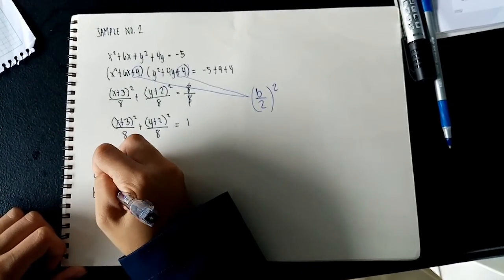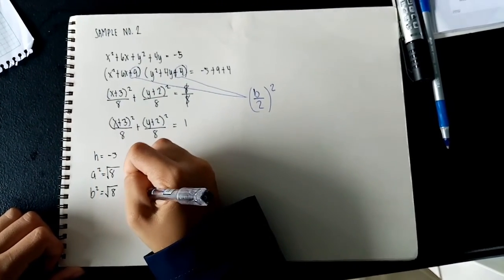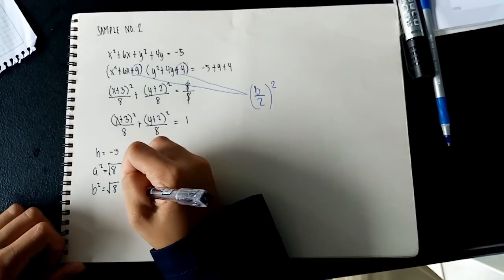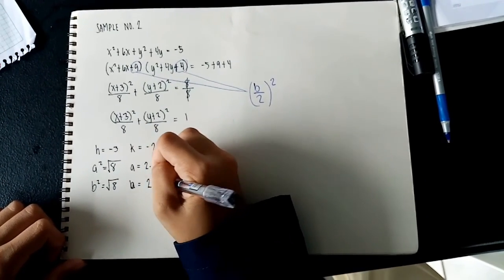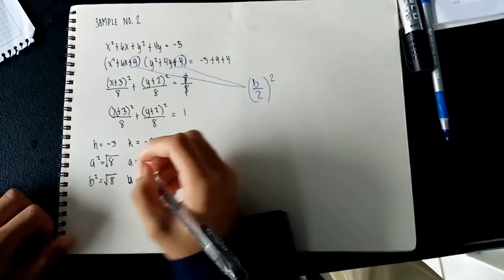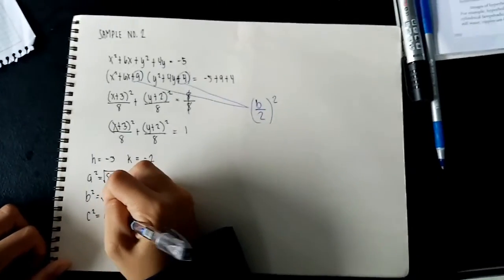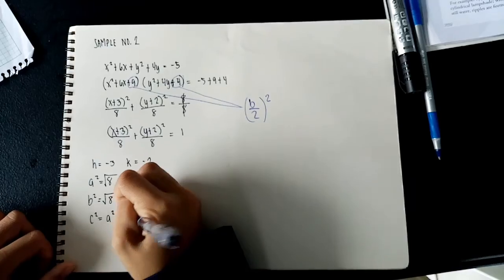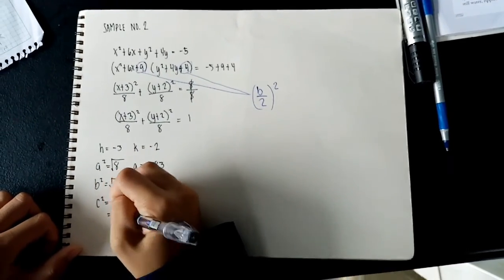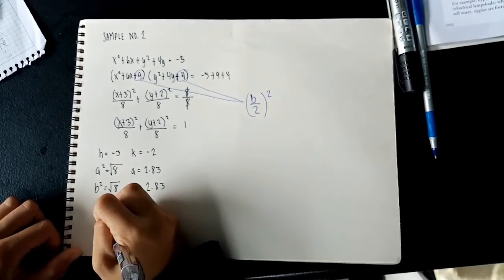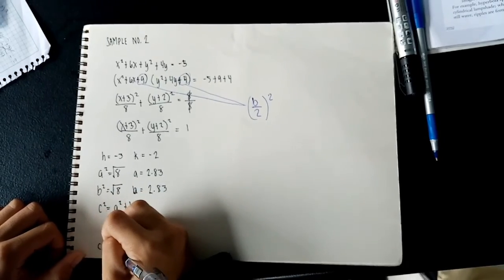Same as letter a, it will become b squared, which is 8. Square root of 8, that's how we find letter b. Then our b will be 2.83. Next, letter c squared. How we find it, we need to add a squared plus b squared. So the answer is 16. Square root of 16, that's how we find letter c.